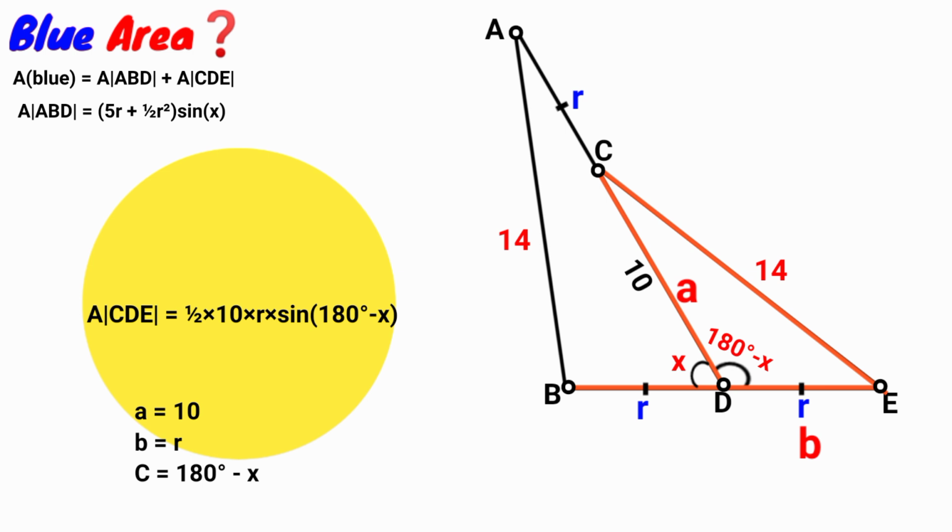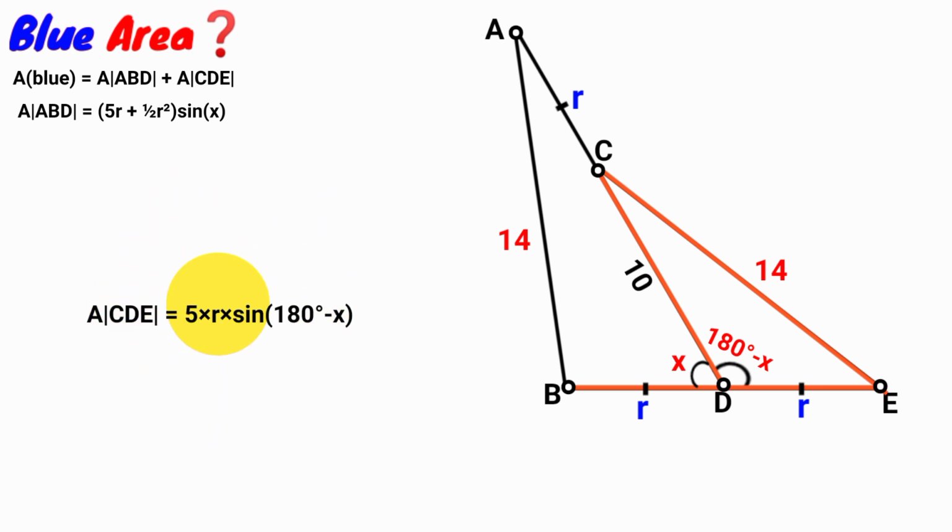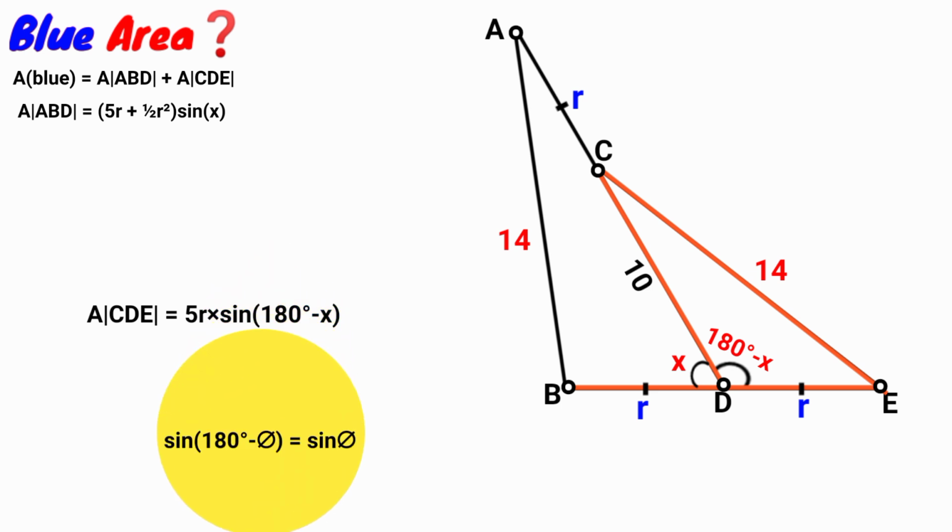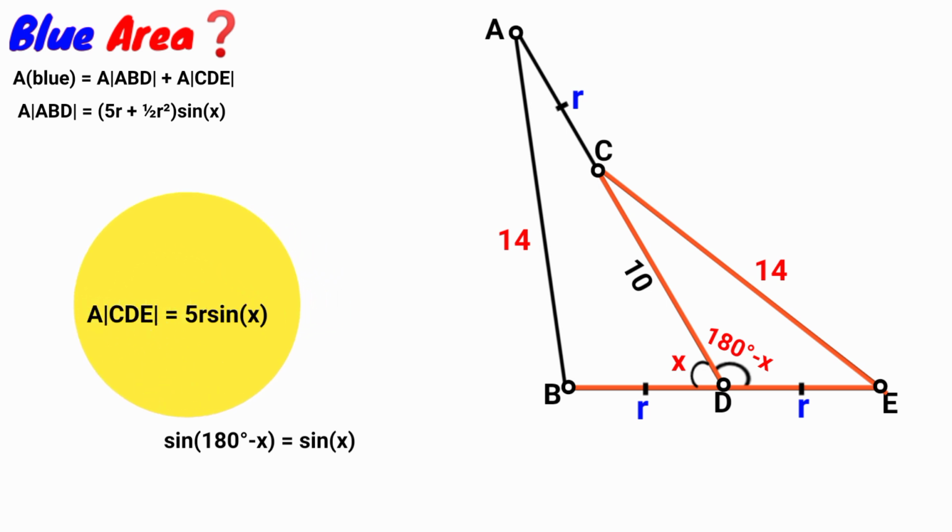Substitute them here. So area of triangle CDE equal to 1 over 2 times 10 times R times sin 180 degrees minus X. 1 over 2 times 10 is 5. 5 times R is 5R. This sin 180 degrees minus X. From trigonometry, there is an identity that sin 180 degrees minus theta equal to sin theta. So if we let theta equal to X, substitute it here. Sin 180 degrees minus X equal to sin X. That is, this sin 180 degrees minus X is sin X. So area of triangle CDE equal to 5R sin X.